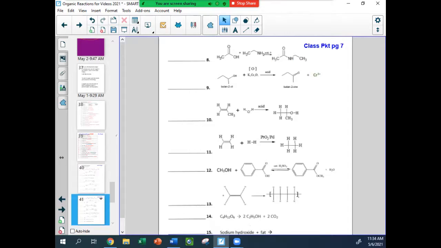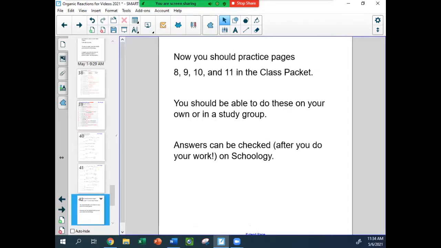Page 7 in your class notes. Work on those with a friend. See if you can do them in class together, checking your answers. And now go on to page 8, 9, 10, 11 in your class packet. Work on them in a study group.